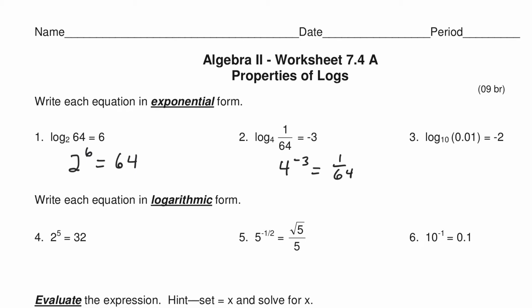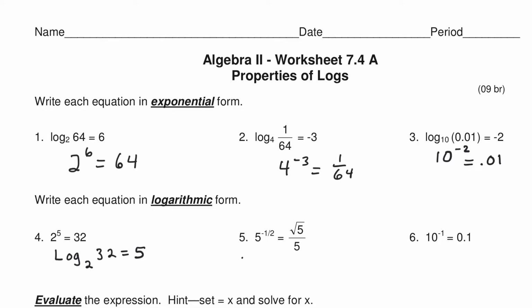Number 3 is a common log. Base 10 raised to the negative 2 equals 0.01. Number 4, we have to write this as a log. So you're going to write log base 2 of 32 is equal to 5.